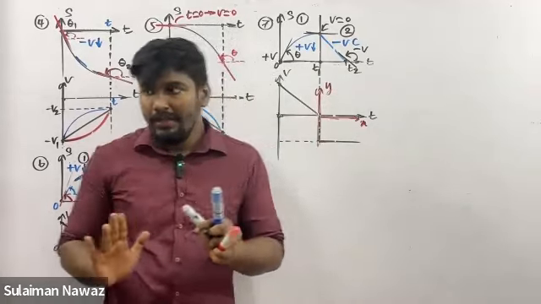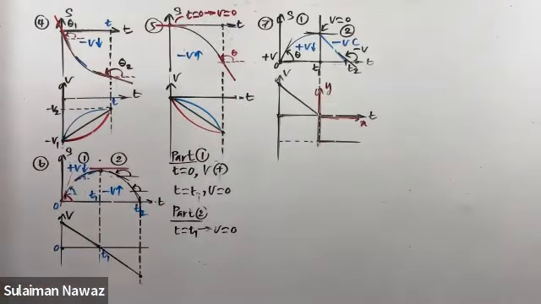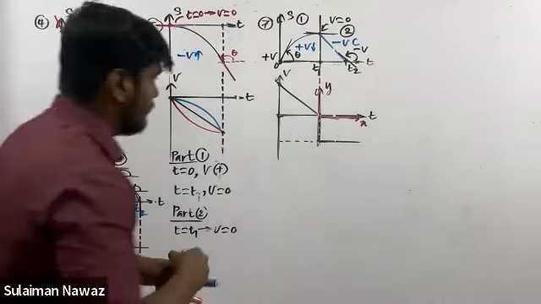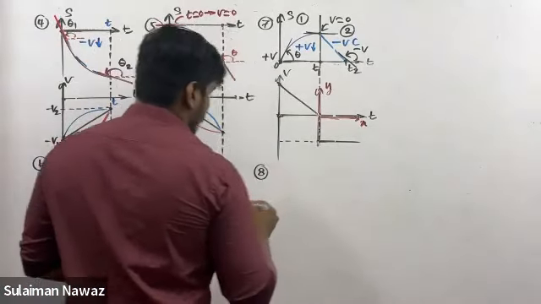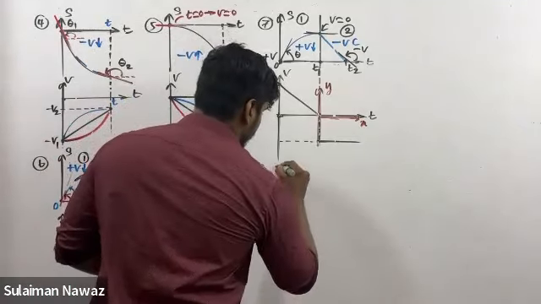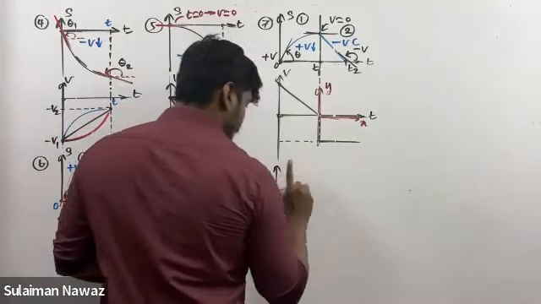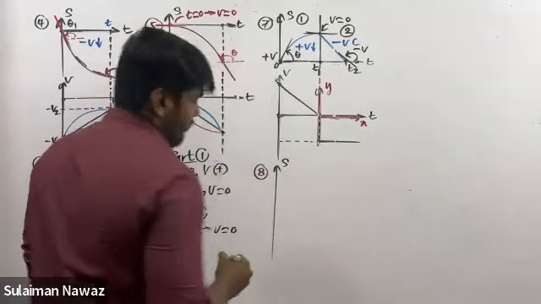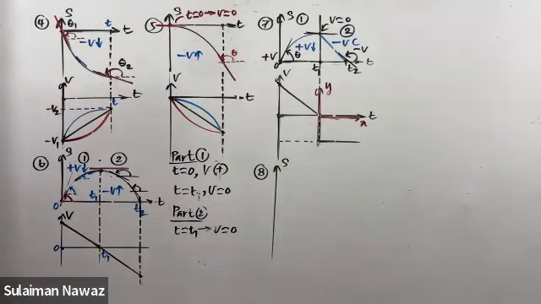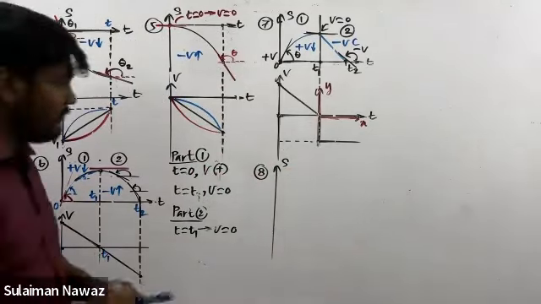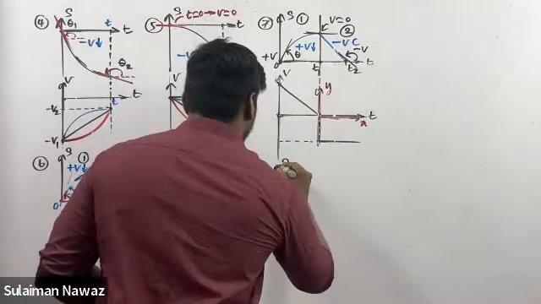If you have any questions, tell me. Then graph number 8. Now graph number 8 is something like this. There are two graphs in graph number 8. So don't think it's one curve.